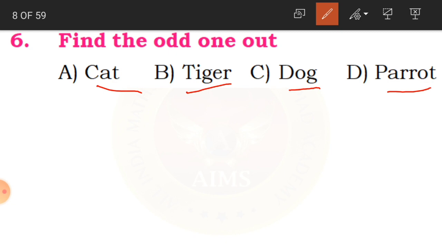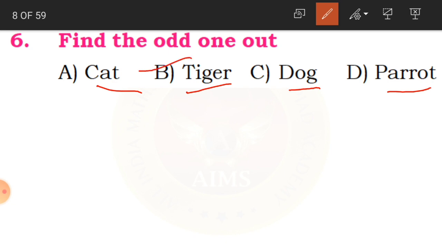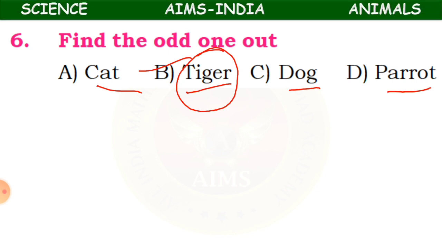It is not a pet animal or a domestic animal. So, that is why B option is the correct answer. This is different from the other three animals. Okay, children? Clear? Yes, now.